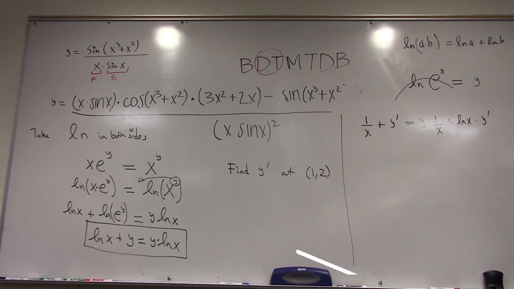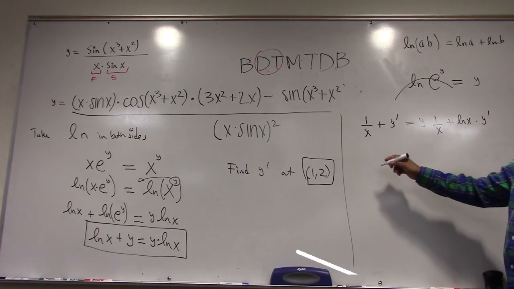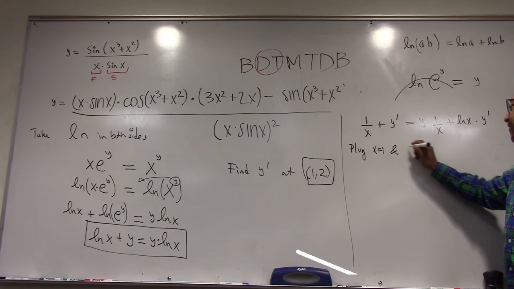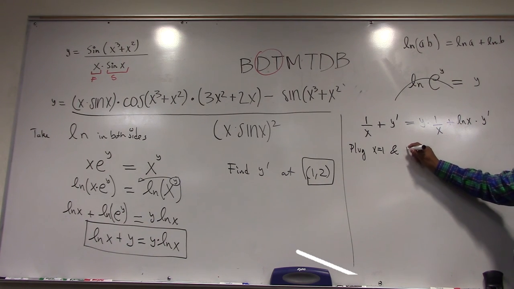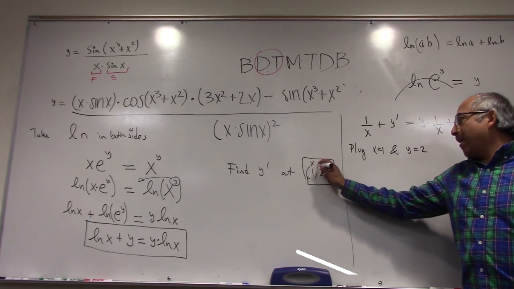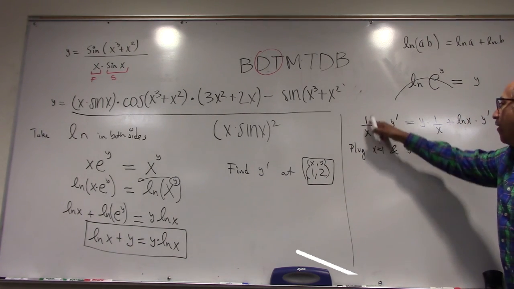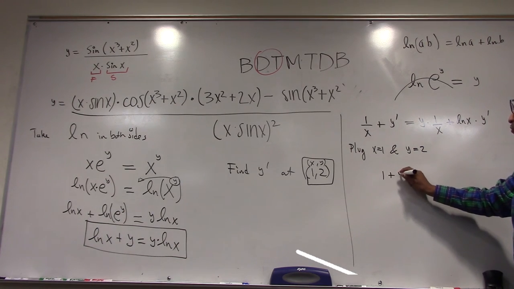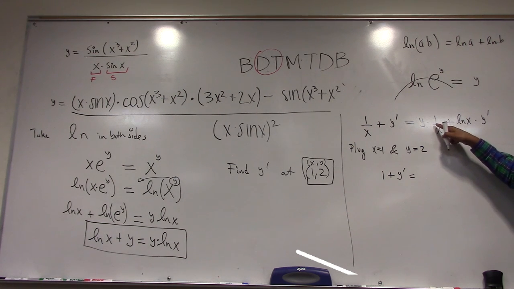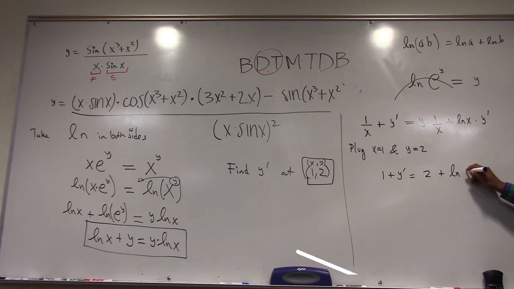Do I solve for y prime? No, first plug in these values, that's easier. Plug x equals 1 and y equals 2, because they are giving me a point, x comma y. So when you plug it in, what do you have? 1 over 1 is 1, plus y prime equals 2 times 1, which is 2, plus ln of 1 times y prime.